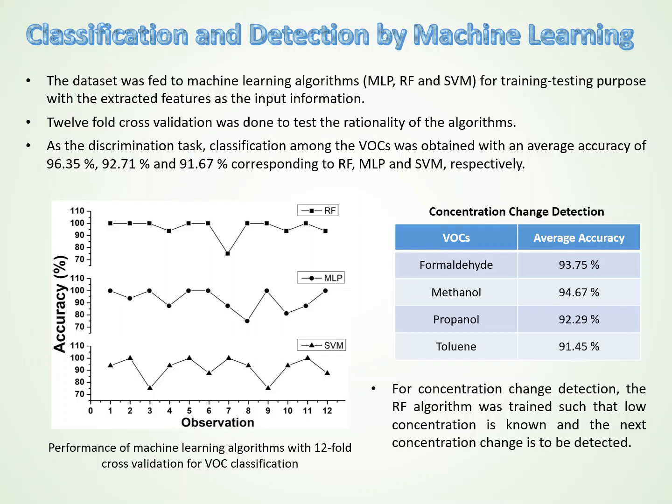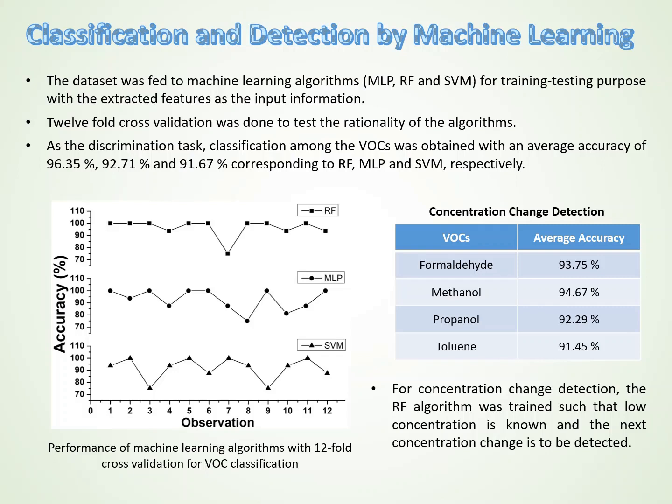In the first task, as is evident from the figure here, we have achieved 100% accuracy for some of the datasets, with an average accuracy of 96.35% for random forest, which is the best case. Thereafter we have achieved 92.71% for MLP and 91.67% average accuracy for SVM. This shows that we were able to successfully discriminate among different VOCs, considering all the data measurements into account.